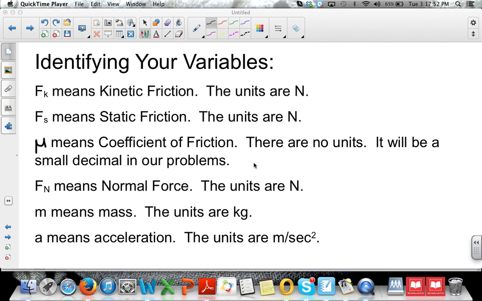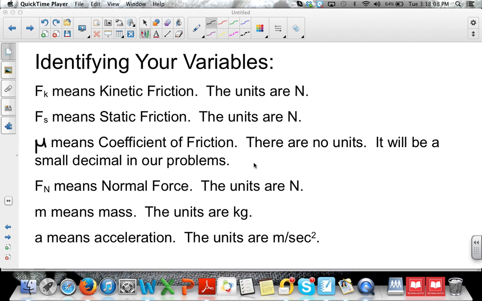And then in our cases, it's always going to be a small decimal, like less than 1, 0 to 1, because there's only a couple cases where it's more than 1, and we're not really going to deal with those. So it should always be less than 1.